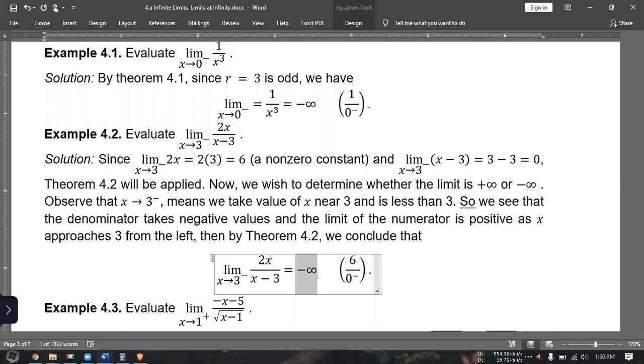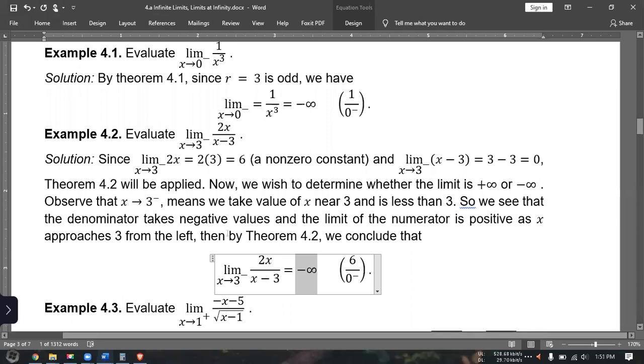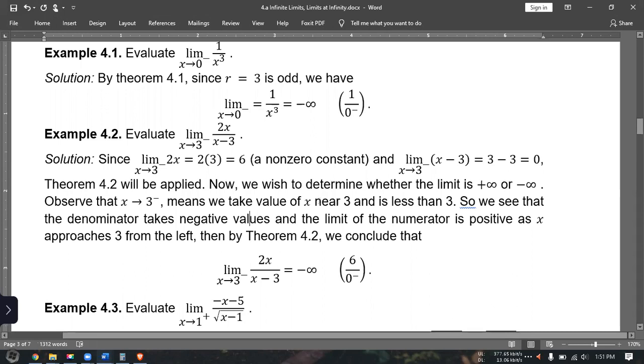Question. If you have question, if none, then let me. Sir, nag-choppy po kanina. Which part ako nag-choppy? Hindi na malaman. Doon po sa minus. Ay, doon po sa denominator? This one? Opo.